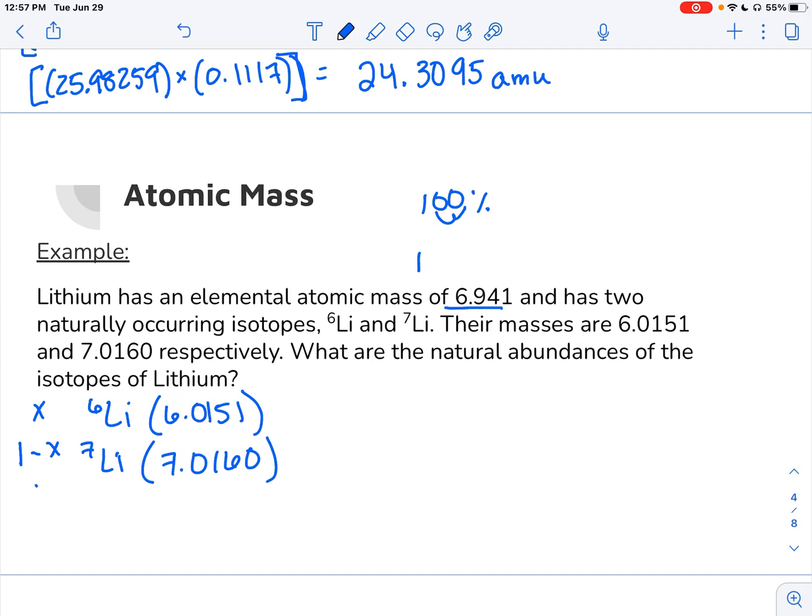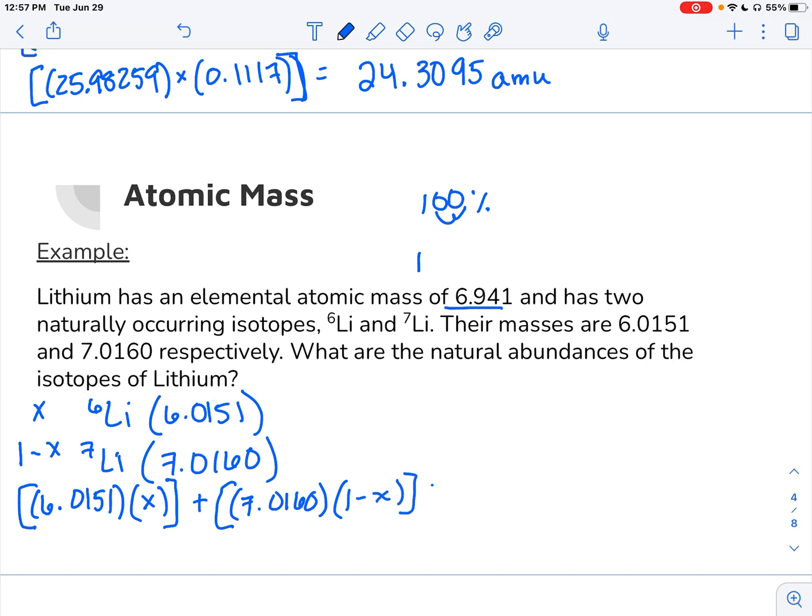So all I'm going to do is take the mass of the lithium isotope and multiply it by the percentage. In this case, that's going to be X. Then you're going to take the mass of lithium 7 and multiply that by its percentage, which in this case is 1 minus X. And you know that is equal to what's given in the problem as the atomic mass.